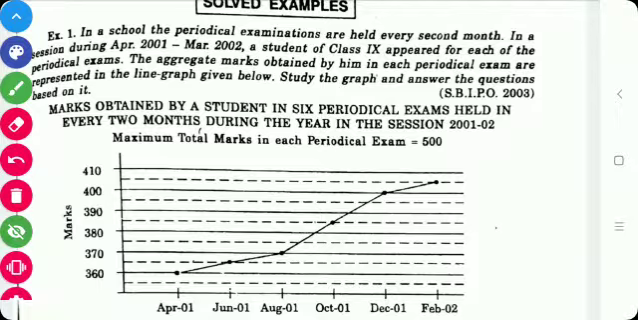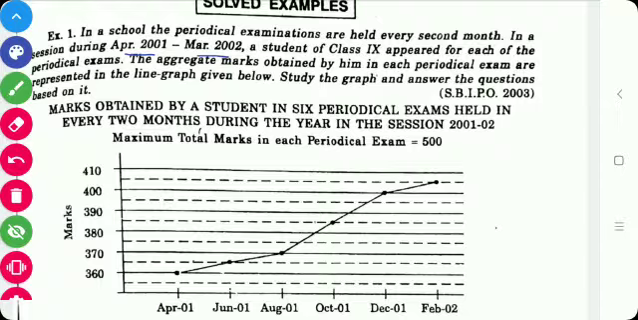In a school, the periodical examinations are held every second month in a session during April 2001 to March 2002. A student of class 9 appeared for each of the periodical exams. The aggregate marks obtained by him in each periodical exam are represented in the line graph given below. Study the graph and answer the questions based on it.